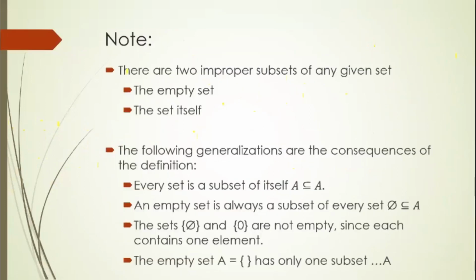There are two improper subsets of any given set, the empty set and the set itself. With this definition, here are the consequences of this. The first would be every set is a subset of itself. Okay, so you would see yourself, right? If you look into a mirror, you would see yourself. You would not see a different image aside from yourself, right?